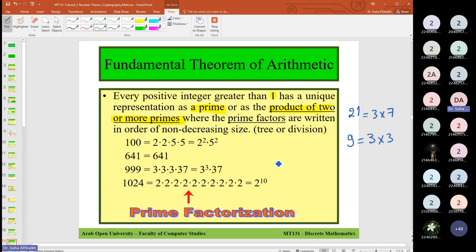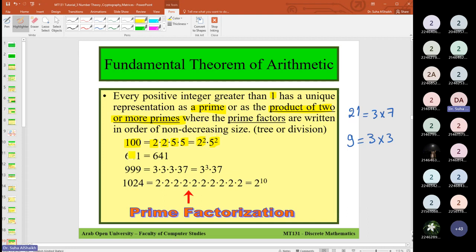Writing the number as a product of primes is what we call the prime factorization of a number. Now here the prime factorization of the 100 is 2 times 2 times 5 times 5. The 100 is nothing but 2 times 2 times 5 times 5, which is 2 power 2 times 5 power 2. 2 and 5 are prime, so we have 2 2s and 2 5s multiplied to give me the 100.